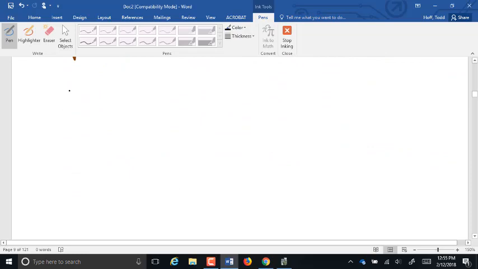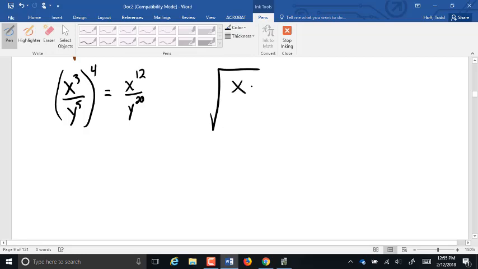What if we had something like x to the third over y to the fifth, all to the fourth power? x to the third to the fourth power is x to the 12. y to the fifth to the fourth power is y to the 20. What if I have the square root of x to the 8th over y to the 14th? Well, I can split that up into the square root of x to the 8th over the square root of y to the 14th.